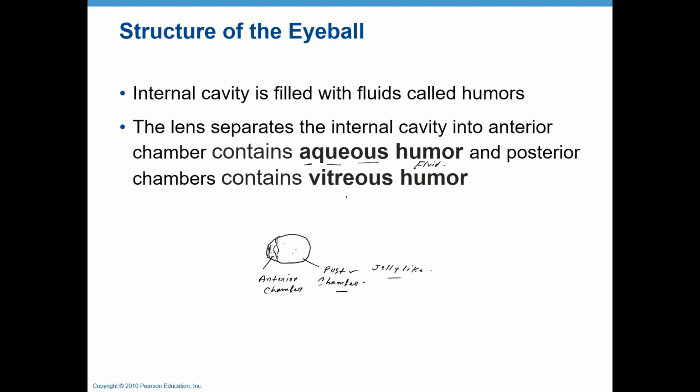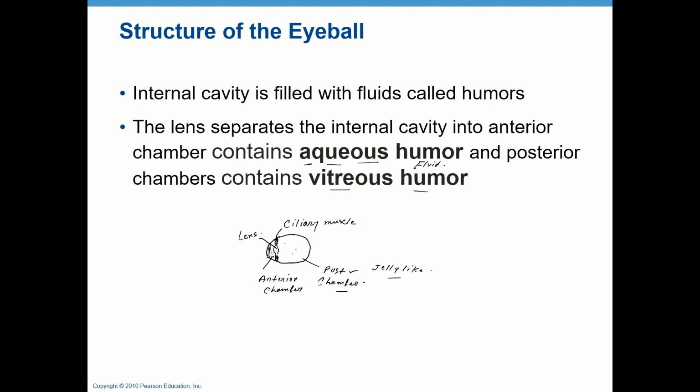Okay, and that is called vitreous humor. Now, if you see, this is the lens, and the lens is actually held there by the muscles called the ciliary muscle. Okay, and we'll see that.